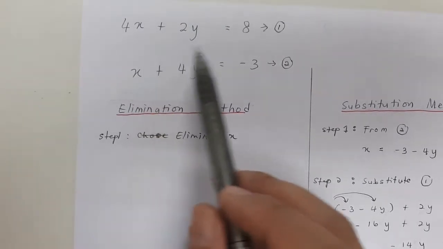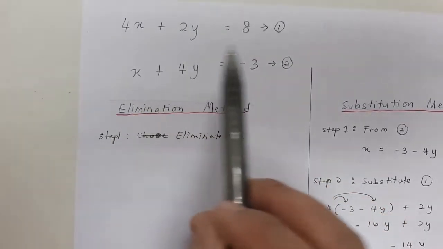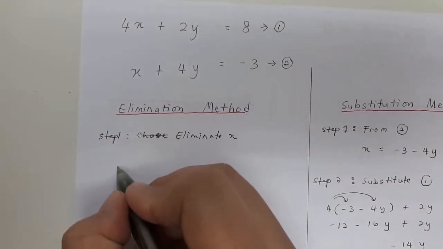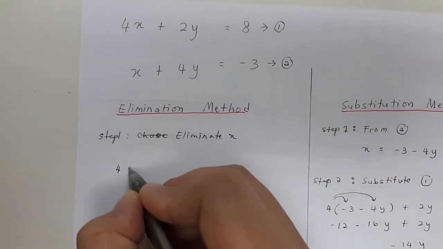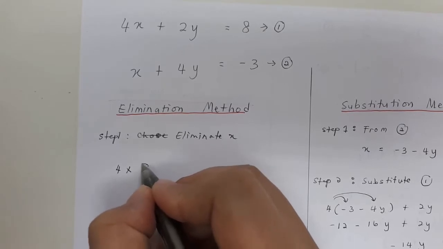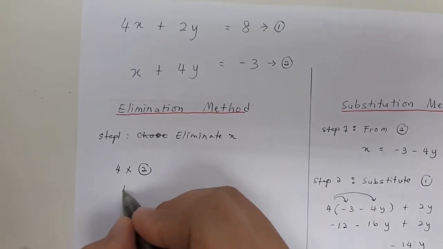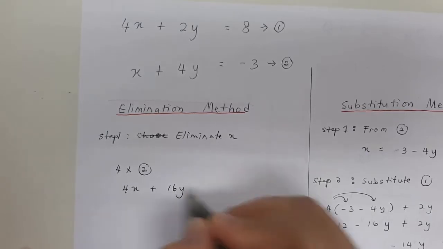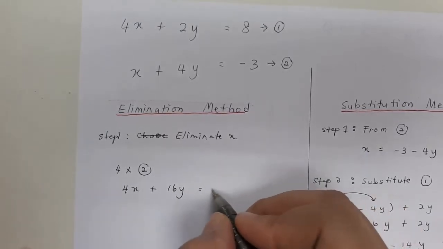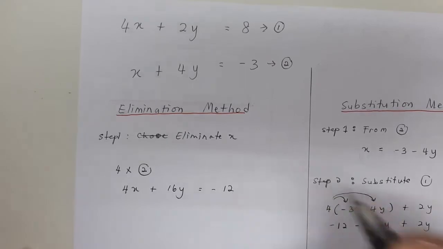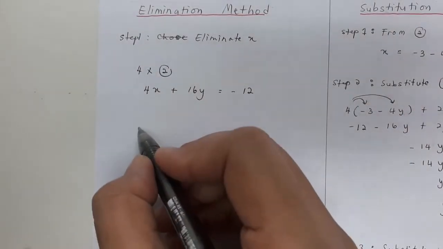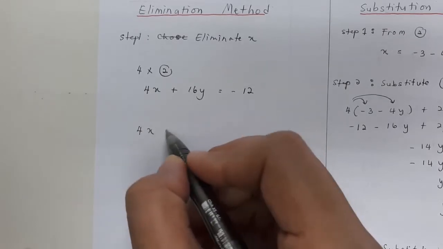We can multiply the second equation by 4. So, 4 multiplied by the second equation, we get 4x plus 16y equal negative 12. And then rewrite the equation.